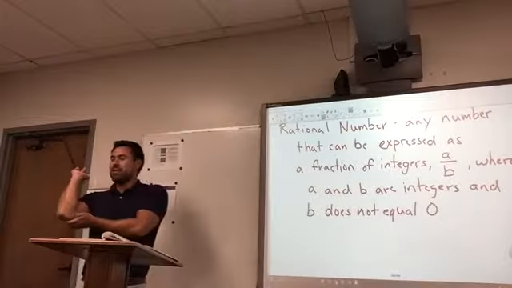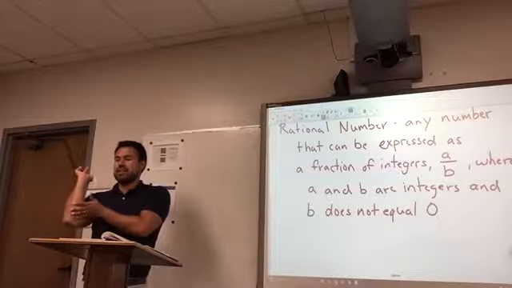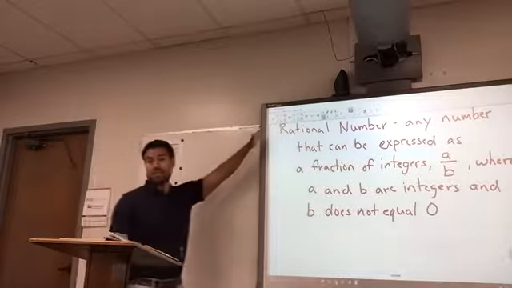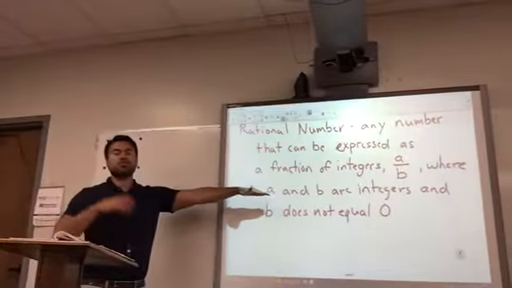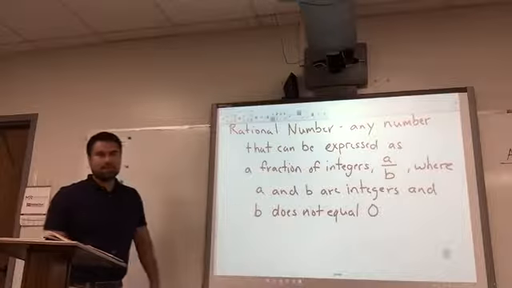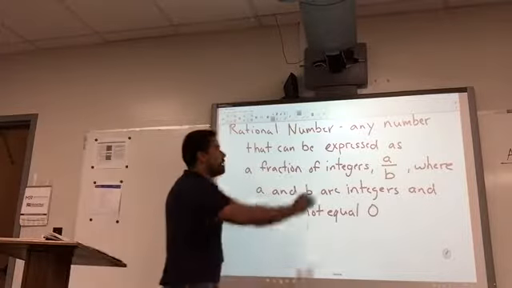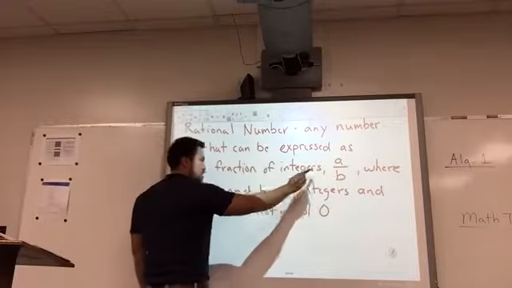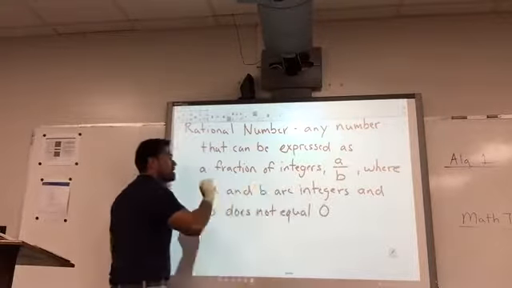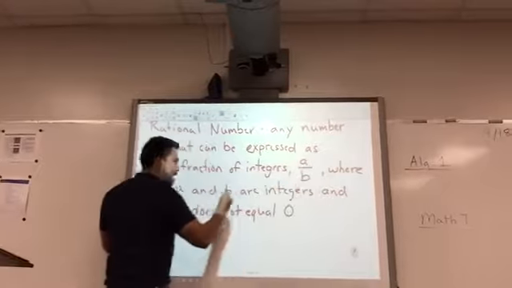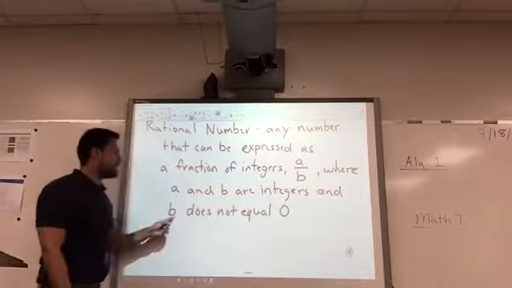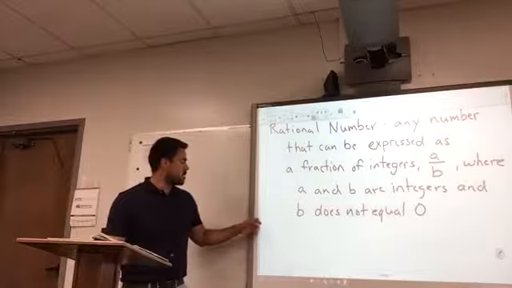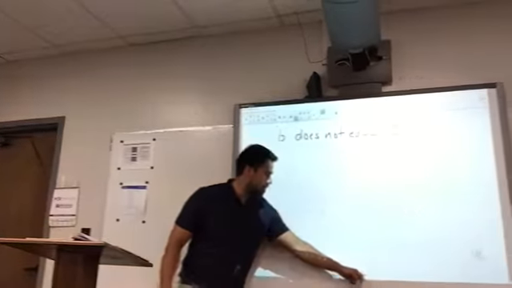There's a shorthand way, by the way, of writing this, and it's very helpful to make it really concise. This is the long way of explaining it. We'll get to the short way later. Okay. Any number that can be expressed as a fraction of integers, a over b, and this is the main part, where a and b are integers and b does not equal 0. Okay, let's start looking at some numbers and seeing if they fit this criteria.